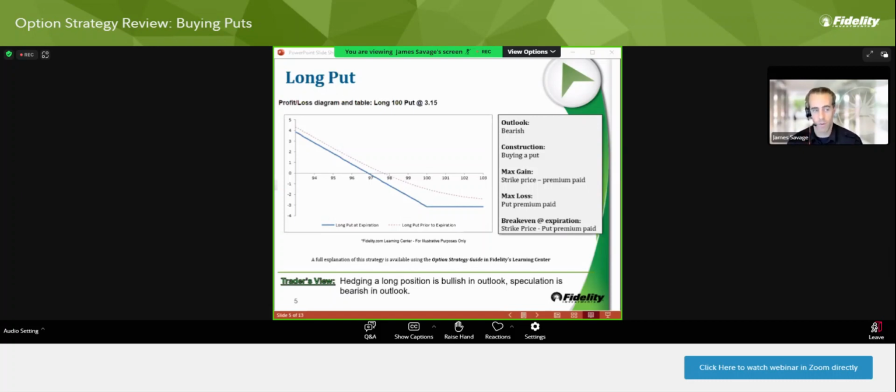But that's something to also remember because options are a decaying instrument. You could be bearish on a stock and short it, and maybe the stock doesn't go down right away. That doesn't hurt you. That doesn't detract from your P&L. That's not the case with a long put. You are paying for that contract and it will lose value, with all else being equal, with the passing of time.